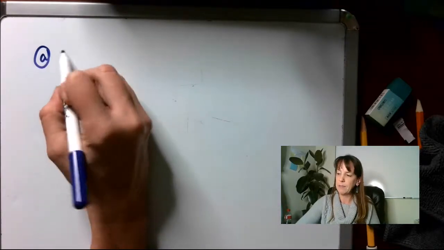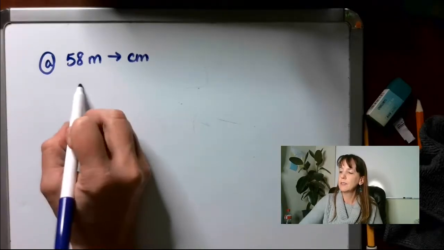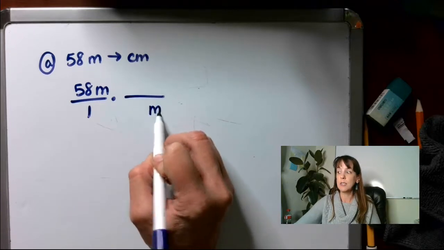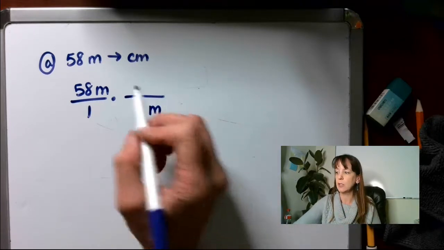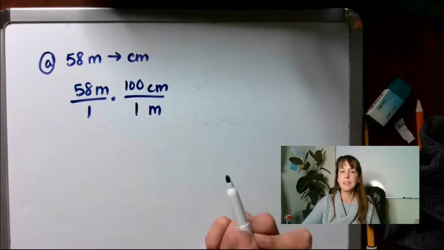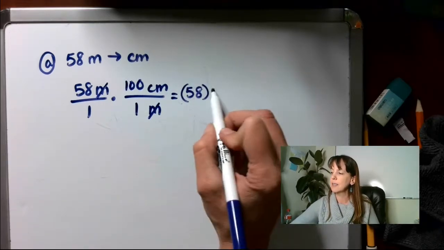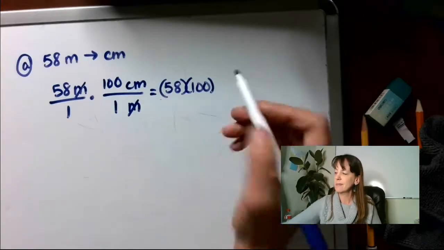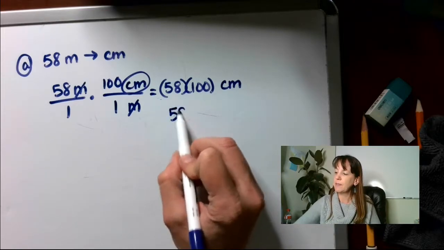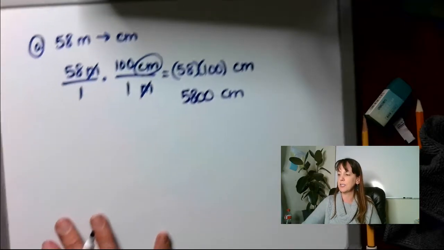All right, for A, we have 58 meters to centimeters. So we do 58 meters over 1 times that, and we're going to put meters in the bottom here. Now, centimeters are smaller than meters, so we're going to put centimeters up here. In 1 meter, I have 100 centimeters. Cancel those out. I get left with 58 times 100, unit remaining centimeters. Now, when we multiply, that's going to be 58 with 2 zeros, 5,800 centimeters.